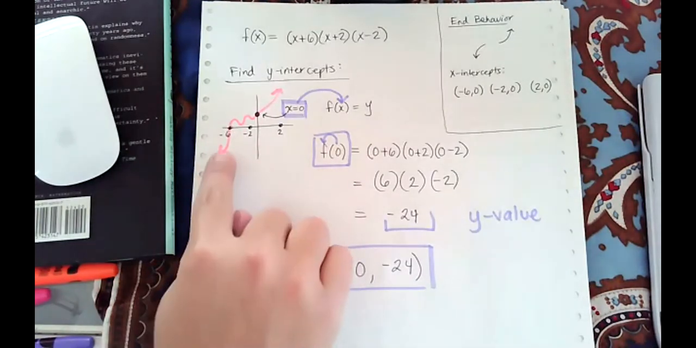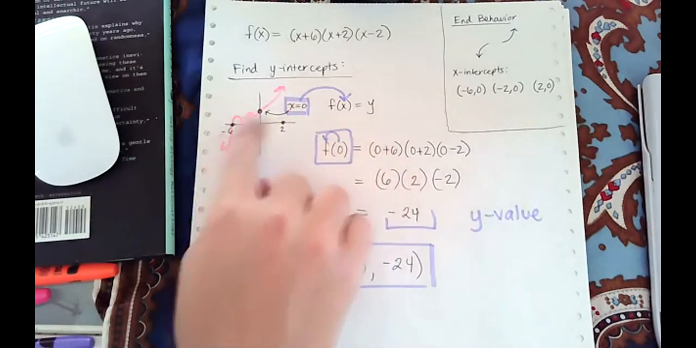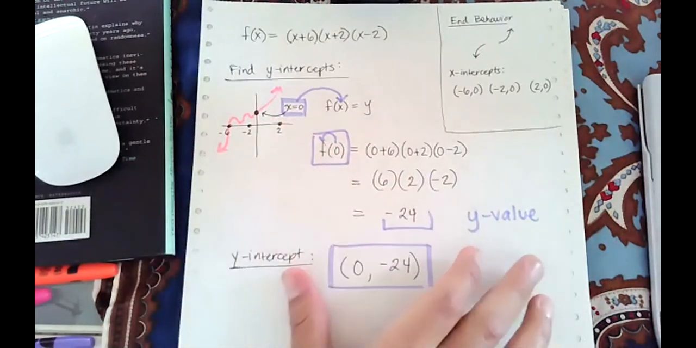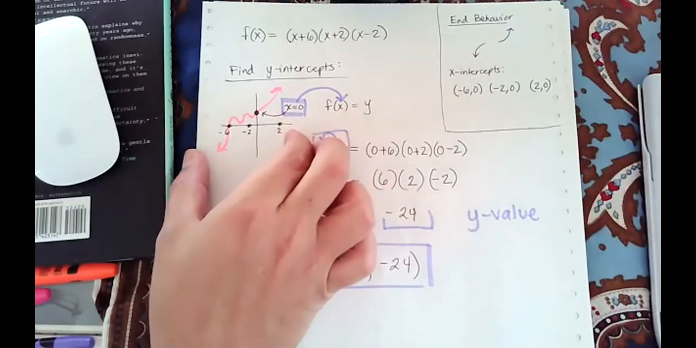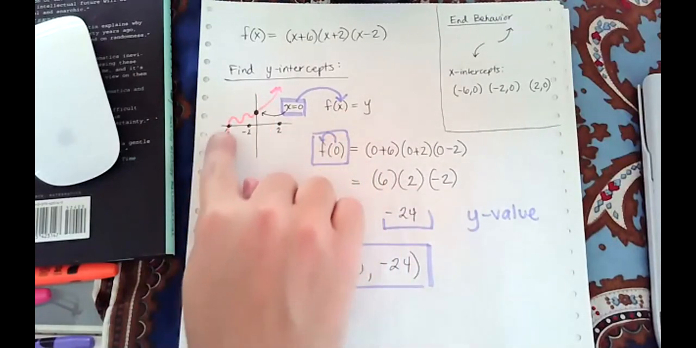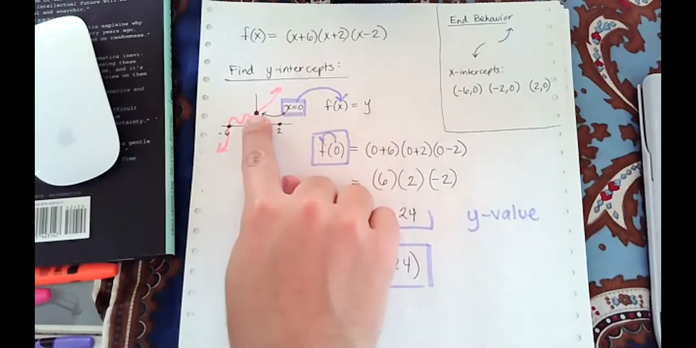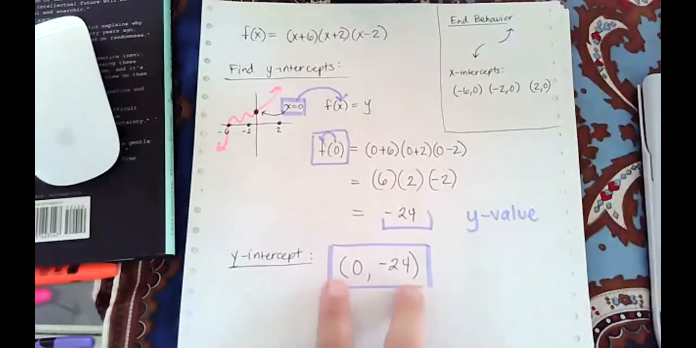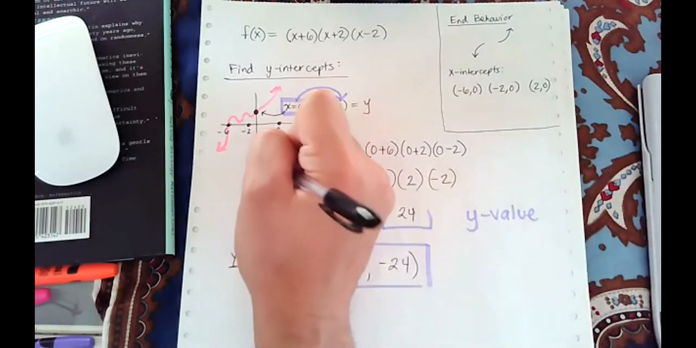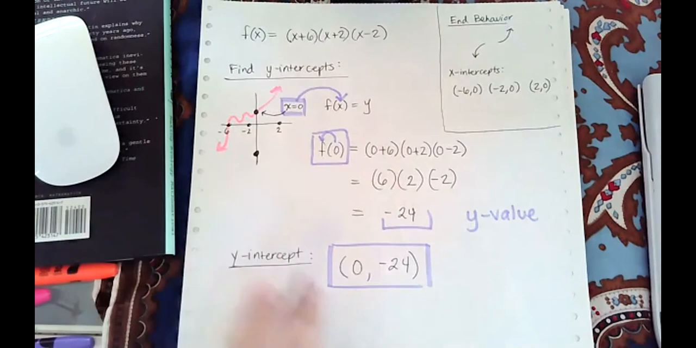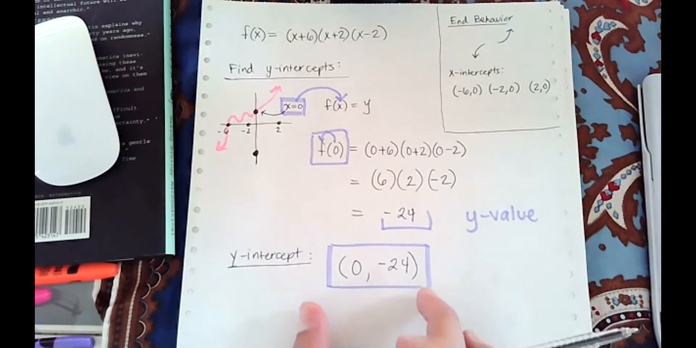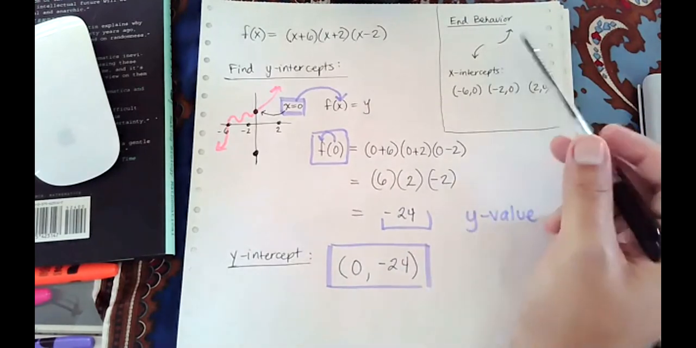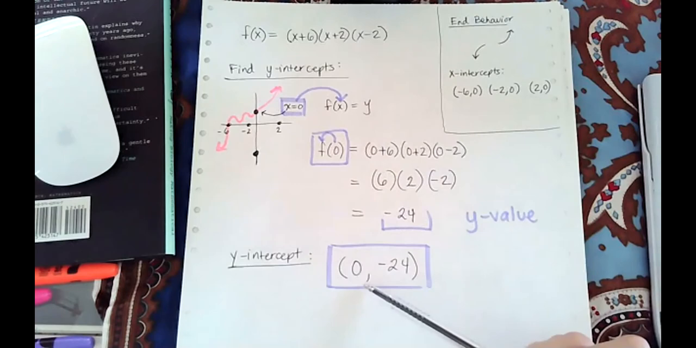Okay, and again, don't get confused with this graph that I did here. This is not at all related to our actual problem, but it's just a general idea that wherever the graph, the pink line, crosses the y-axis, the x value is always going to be zero. It just so happens that our actual problem crosses the y-axis somewhere down here at 0, negative 24. That's what this is telling me. So let's put all of our pieces together now that we have the end behavior, we have x-intercepts, and we have the y-intercept.